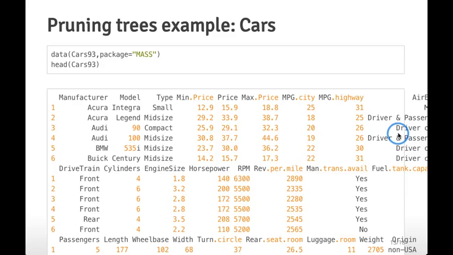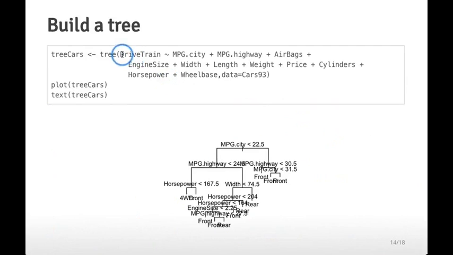To do this, I'm going to use an example that has a few more variables. This is the Cars93 dataset in the MASS package. If I look at this dataset, you can see it has the manufacturer, the model, the type, and then a bunch of other variables about specific types of cars. For this example, I'm going to try to predict the drivetrain, whether it's front-wheel drive, rear-wheel drive, or four-wheel drive, based on the other variables in the data set, in particular the miles per gallon in the city and on the highway, the airbags, the engine size, width, length, weight, price, and so forth. If I fit this tree model and plot it, I see it's quite a dense model.